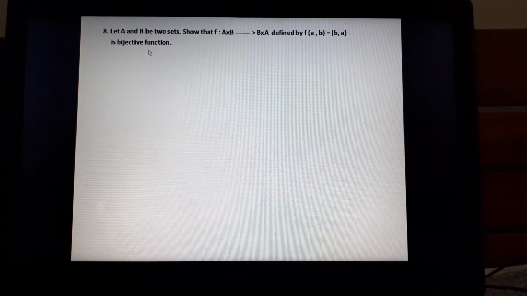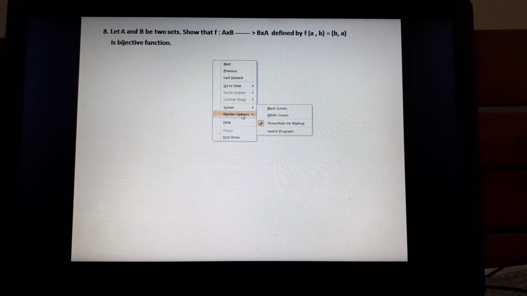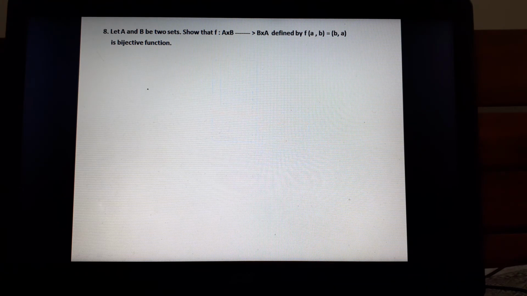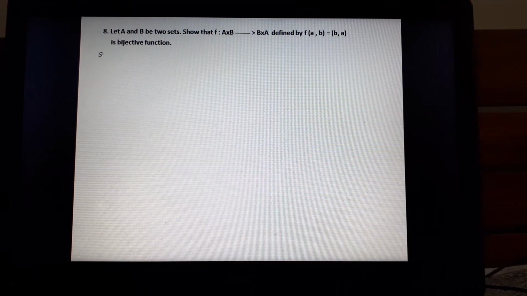Next question. If A and B are two sets, show that f from A cross B to B cross A defined by f of (a, b) equal to (b, a) is a bijective function. Bijective function means I have to show that it is both 1-1 and onto. So let me solve this question step by step.